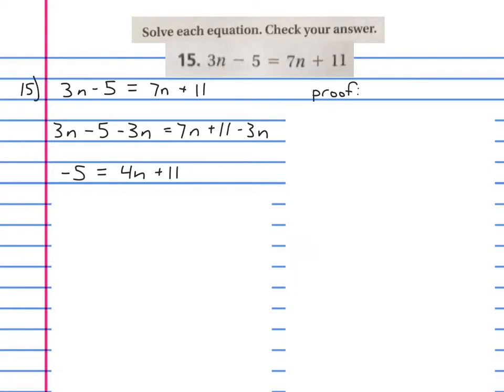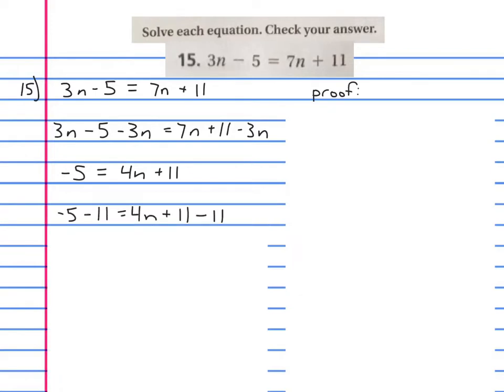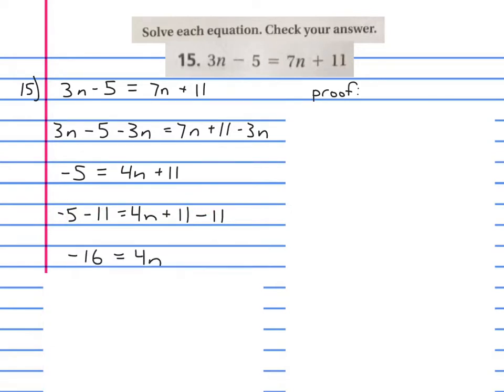What is the inverse operation of plus 11? It's minus 11. We've got to do it to both sides. So we take what's already there, minus 5, and then minus 11. We take what's already there, 4n plus 11, minus 11. These two parts will cancel out. These two will combine to be negative 16. We got negative 16 equals 4n.